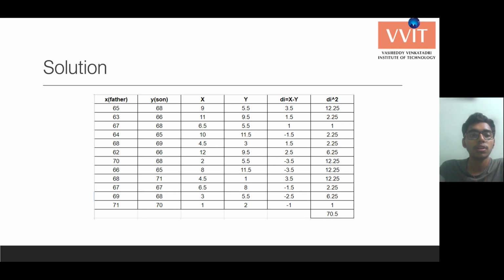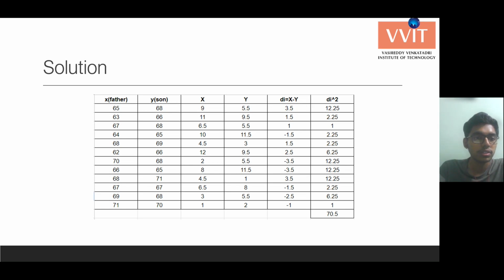First of all, let us write the heights of the fathers in the x column and the heights of the sons in the y column. The capital X represents the ranks of the fathers' heights. Now let us rank them based on their heights. The highest height of the fathers is 71, so we give it rank 1. After that 70, so we give it rank 2. After that 69, so we give it rank 3.